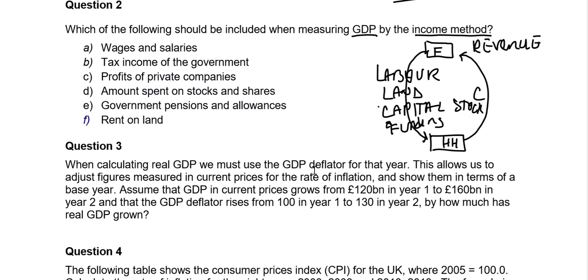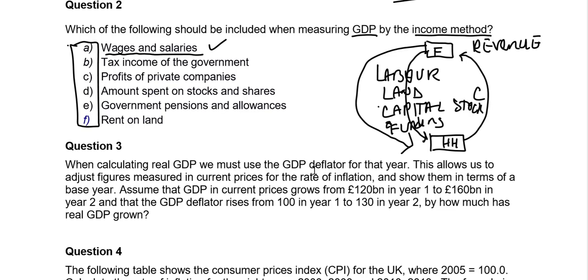If we are measuring GDP by the income method, then we're looking at the payments from the firm sector to the households. What sort of payments do firms pay to the households? Let's answer the question, because they are all here. So wages and salaries. Yes, these are included in GDP because these are income. Remember, the income method means you have to add up the incomes earned by individuals in the economy. Wages and salaries are paid to labor. So that's included.